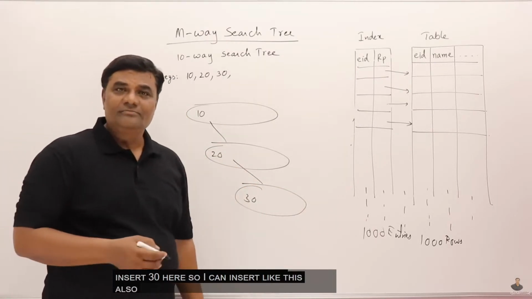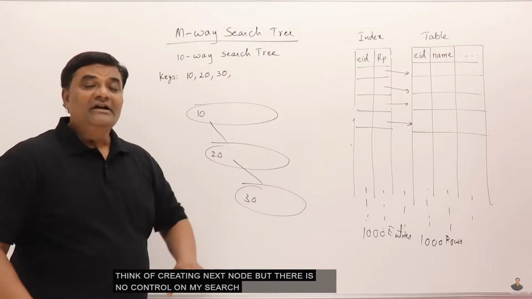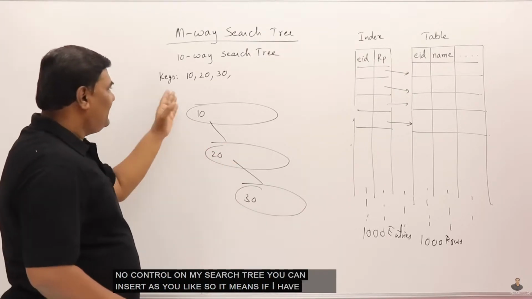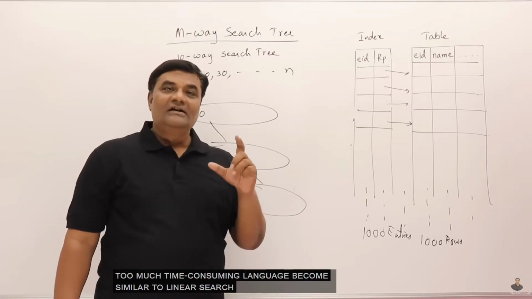So I can insert like this also, but this is wrong. I should first fill up this node, and only then should I think of creating the next node. But there is no control in an m-way search tree. You can insert as you like. So if I have n keys, what will be the height of the m-way search tree? N. So this will be too time consuming. It becomes similar to linear search. That's the problem with an m-way search tree.